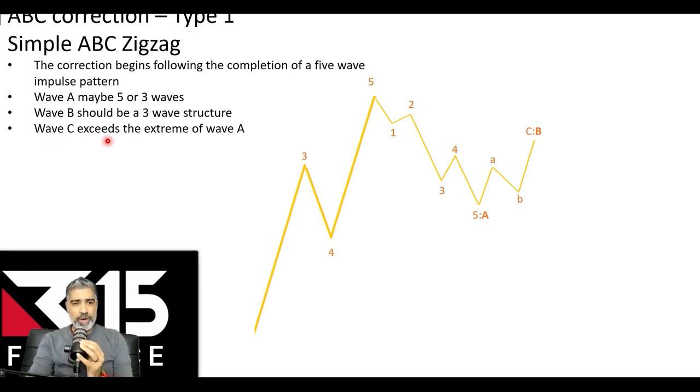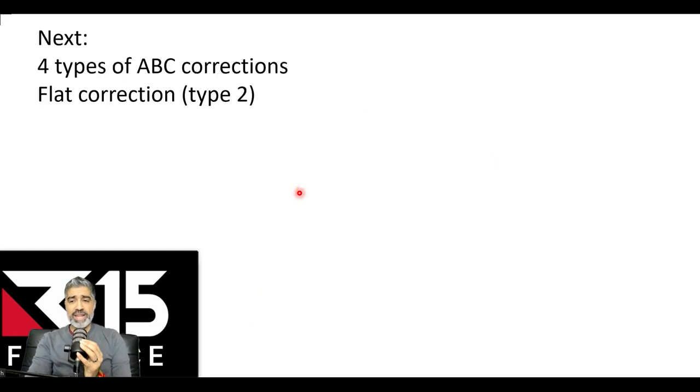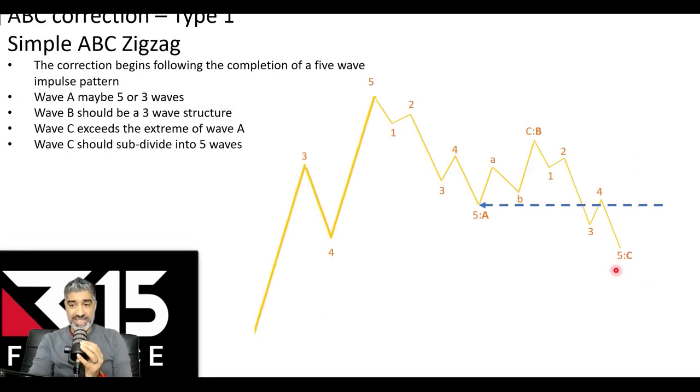Wave C often exceeds the extreme of wave A. So here's the extreme of wave A, and then wave C would often, this is most common, break the extreme of wave A. And wave C breaks down into 5 waves, right? So it subdivides into 5 waves more often than not, and it's pretty clear. And then we should get a continuation of the trend.